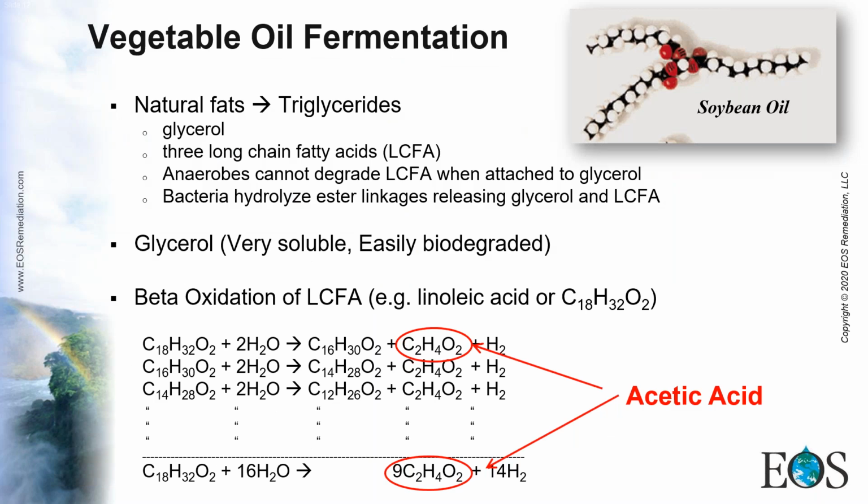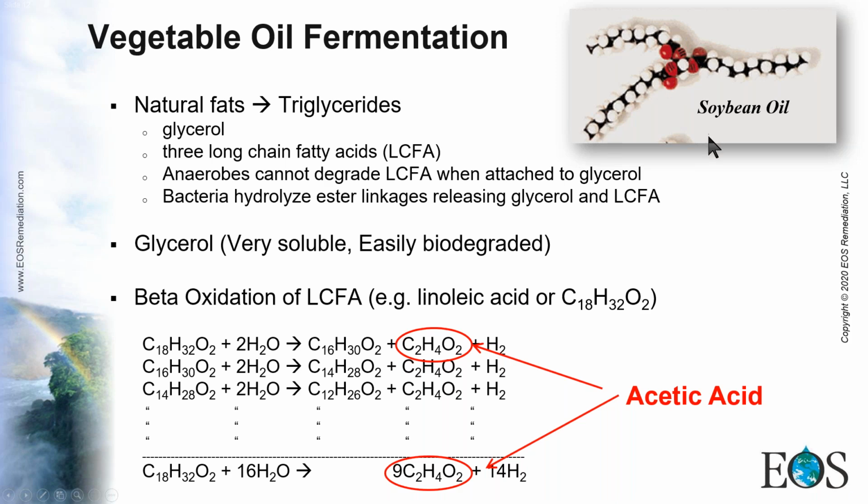Okay, now I'm going to take a step back and talk a little bit about where the acetate and the hydrogen come from. I'm going to talk primarily about soybean oil fermentation. Soybean oil and other vegetable oils are called triglycerides. There's a glycerol core, those red dots in the middle that form a glycerol molecule, and esterified on the end of the glycerol are 3 long chain fatty acids.